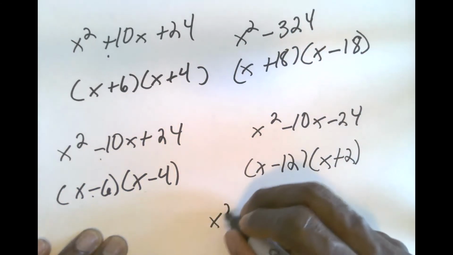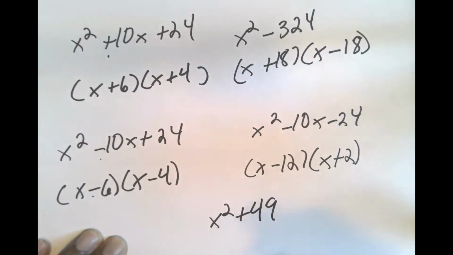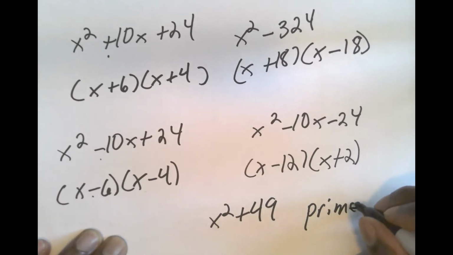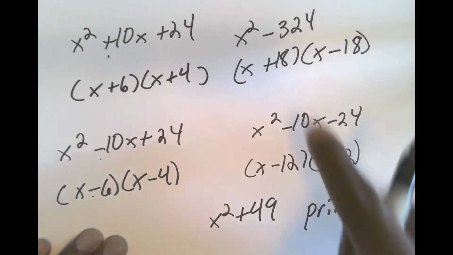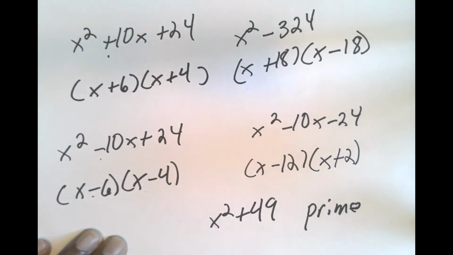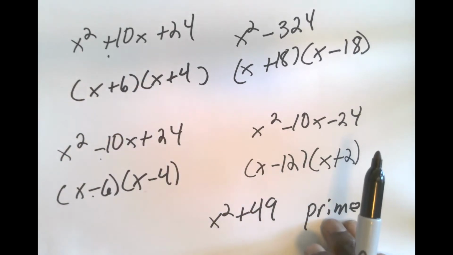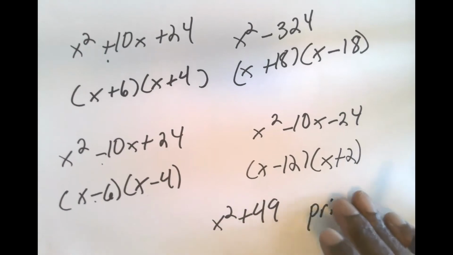If it's a sum of squares, say x squared plus 49, this cannot be factored. Some people will say "prime," or you can just write "cannot be factored." But you can factor a difference of squares, of course. So these are the type of problems we see, and generally, these type of problems are not going to require the AC method.